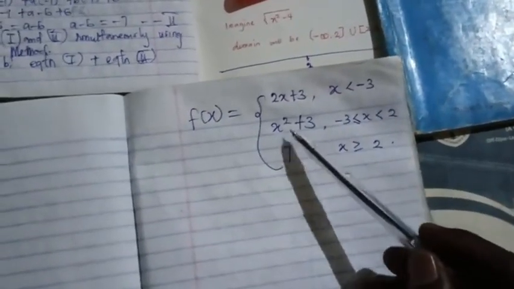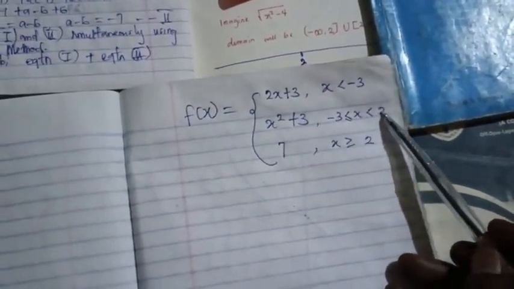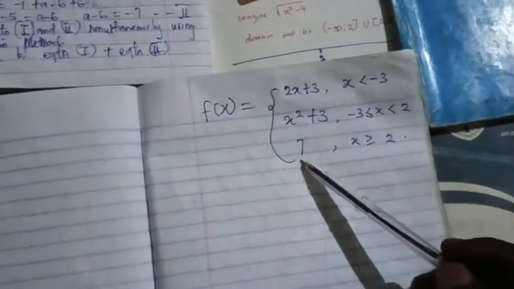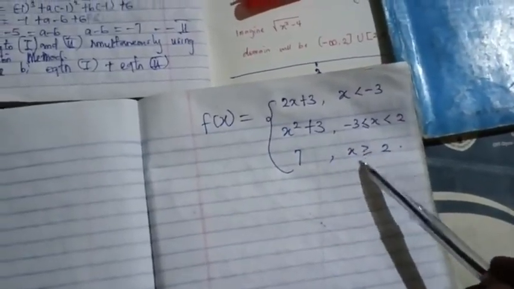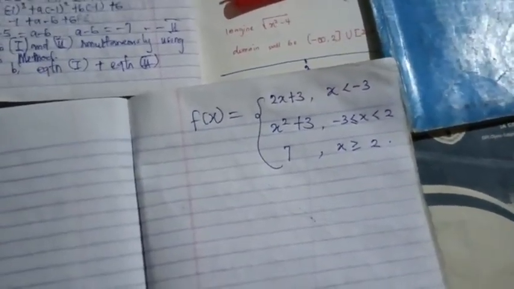And then the same function is x squared plus 3 for minus 3 less than or equal to x less than 2. And the same function is a constant 7 for x greater than or equal to 2. Now, let's see a beautiful thing.